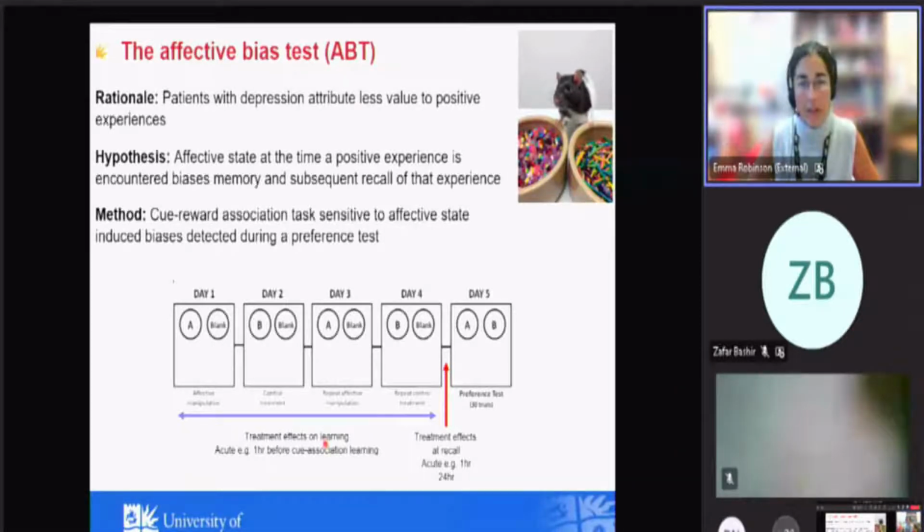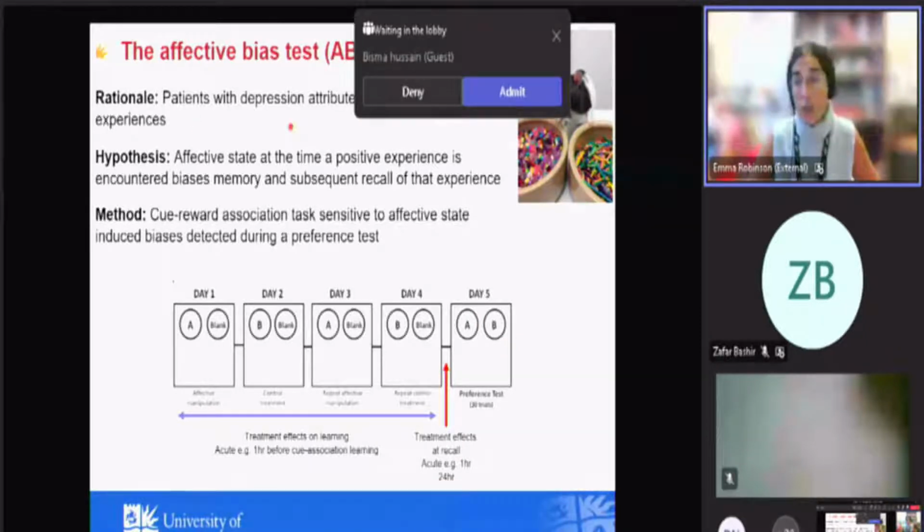So this is built on the idea that patients with depression attribute less value to positive experiences. And those of you who have been involved clinically in working with these patients, but also many of us have experienced patients, have experienced friends or relatives that have depression.